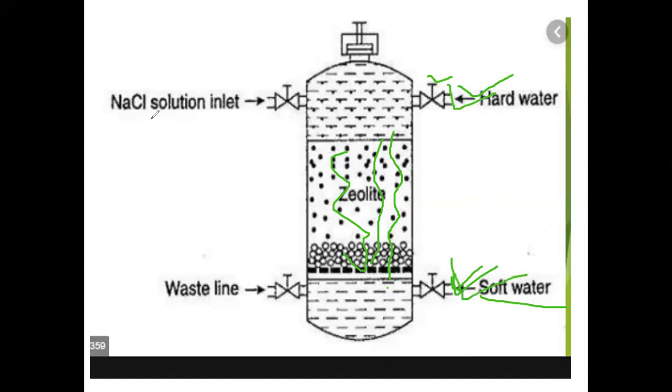And start this valve, through which brine water is coming. Brine water means NaCl solution. Regeneration method you can start. This method is known as regeneration.